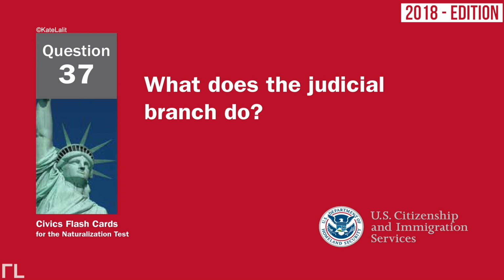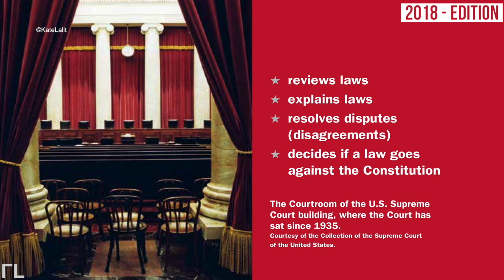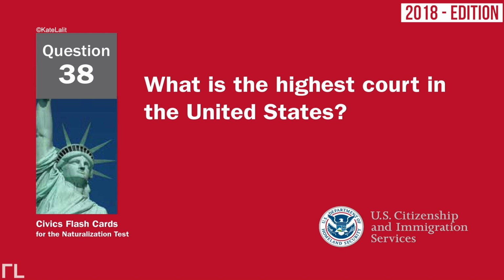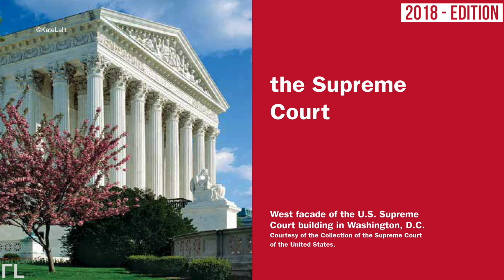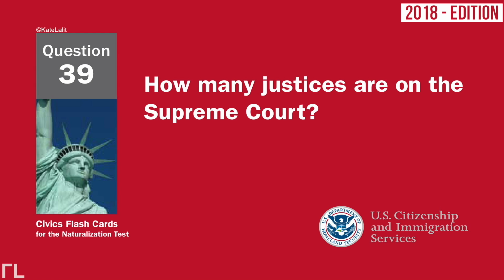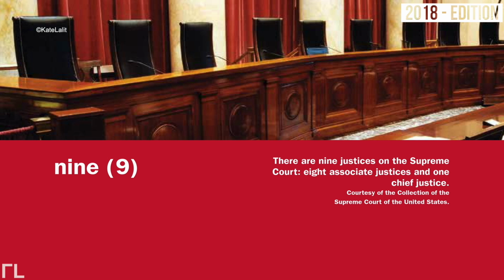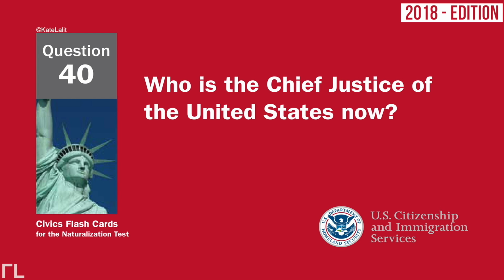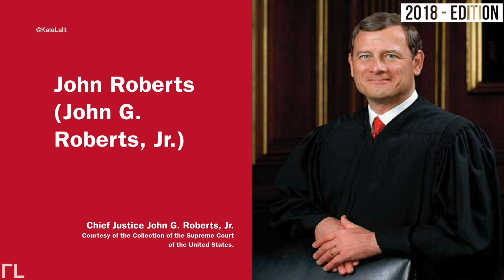What does the judicial branch do? Reviews laws, explains laws, resolves disputes, disagreements, decides if a law goes against the Constitution. What is the highest court in the United States? The Supreme Court. How many justices are on the Supreme Court? 9. Who is the Chief Justice of the United States now? John Roberts. John G. Roberts, Jr.